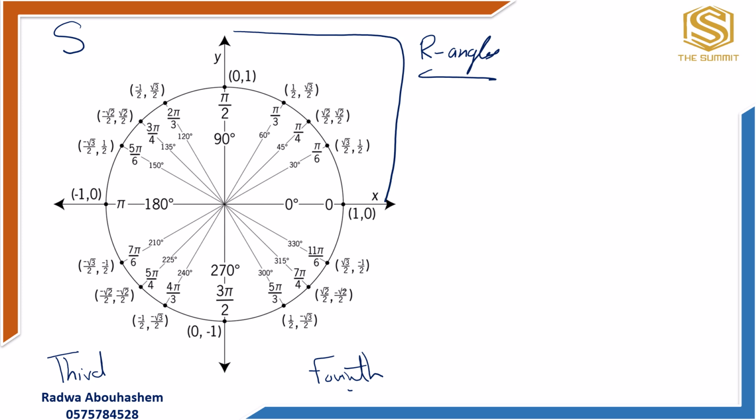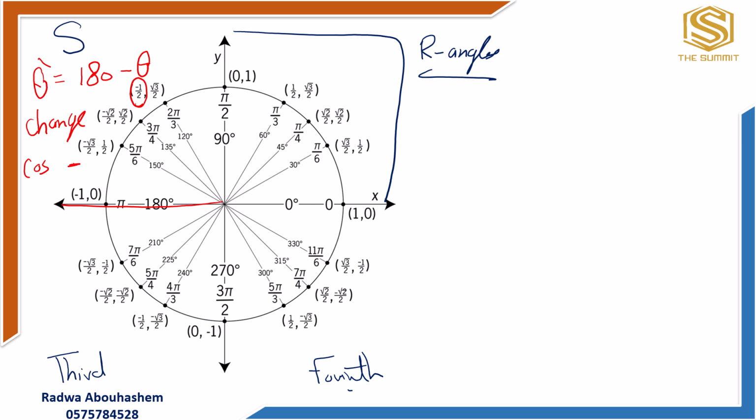In the second quadrant, to get the reference angle, you're going to say it's 180 minus theta, and you have to change the cosine, because you are in the negative direction of the x-axis. You have to be negative, okay?